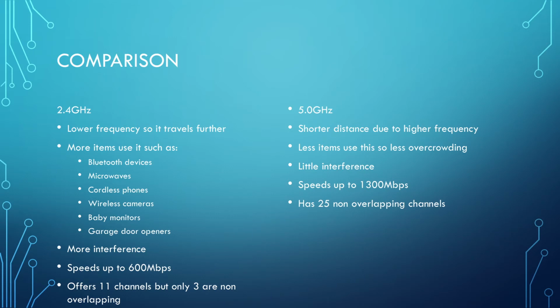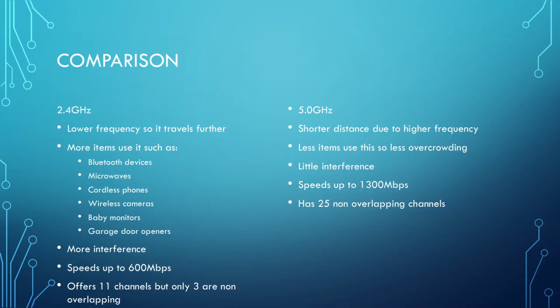So to recap, the 2.4 gigahertz has more interference because you've got this many devices trying to fit into this little bandwidth, but it does travel a further distance even though it's slower. The 5 gigahertz bandwidth has a lot of bandwidth and very few devices trying to fit into that bandwidth. So while the distance might be a little bit limited, the speeds are a lot faster and the interference is a lot less. So the big question, which one is better?